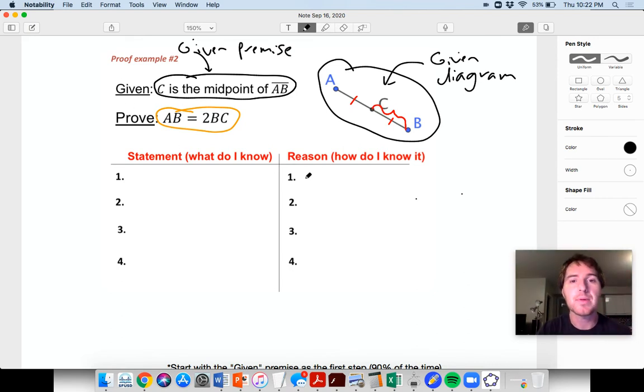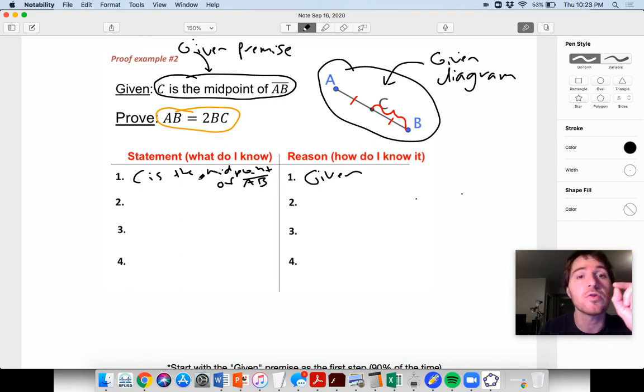All right, first step, 90% of the time, you're going to talk about the given premise. So the first step is going to be given: C is the midpoint of segment AB. That's how I'd start. That's really the only way to start this one right now. Well, there's another way, but we'll learn that later. All right, step 2. So C is the midpoint of segment AB.